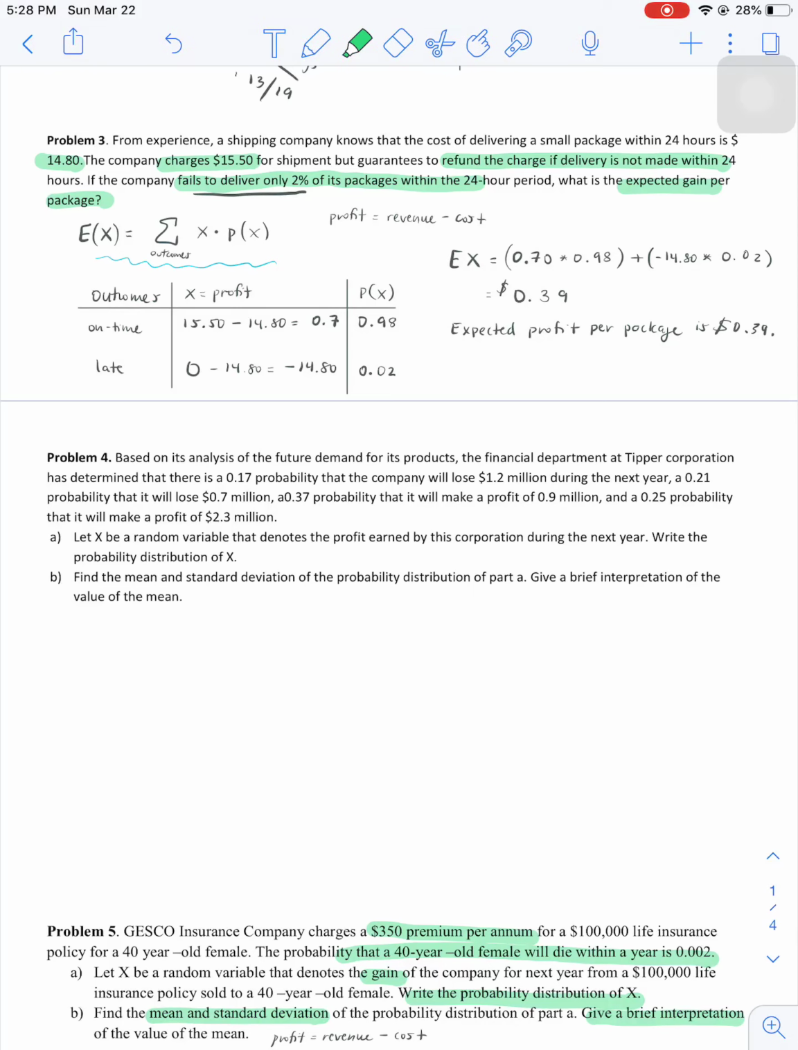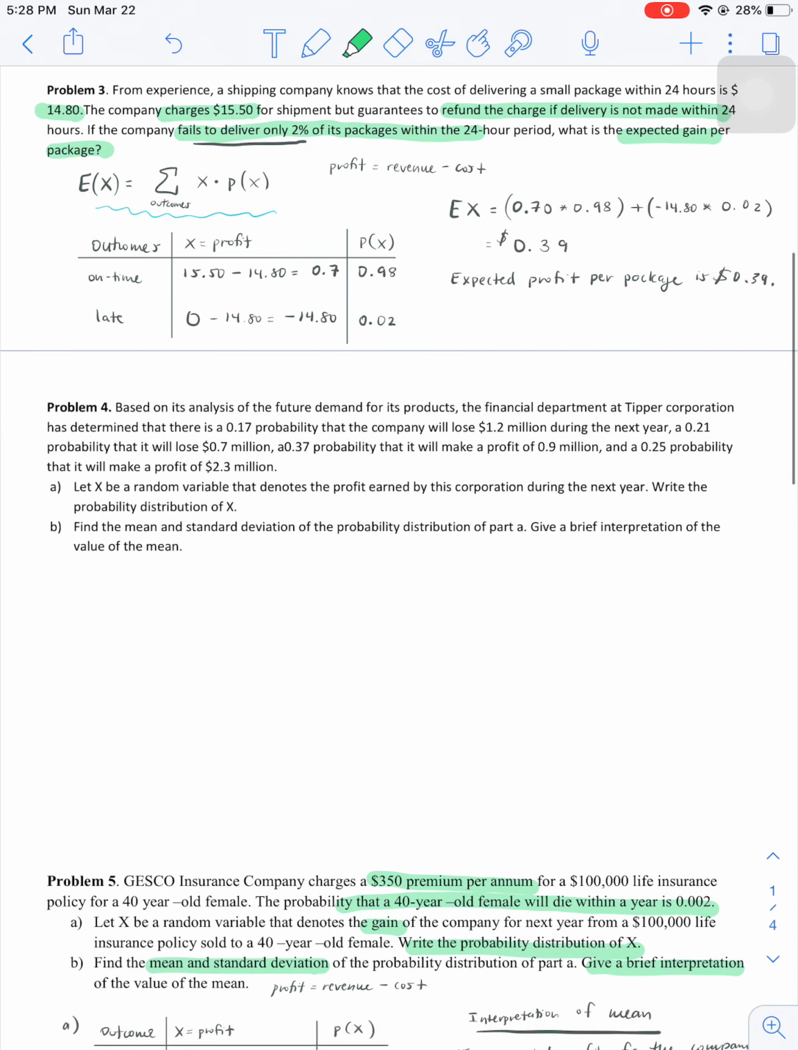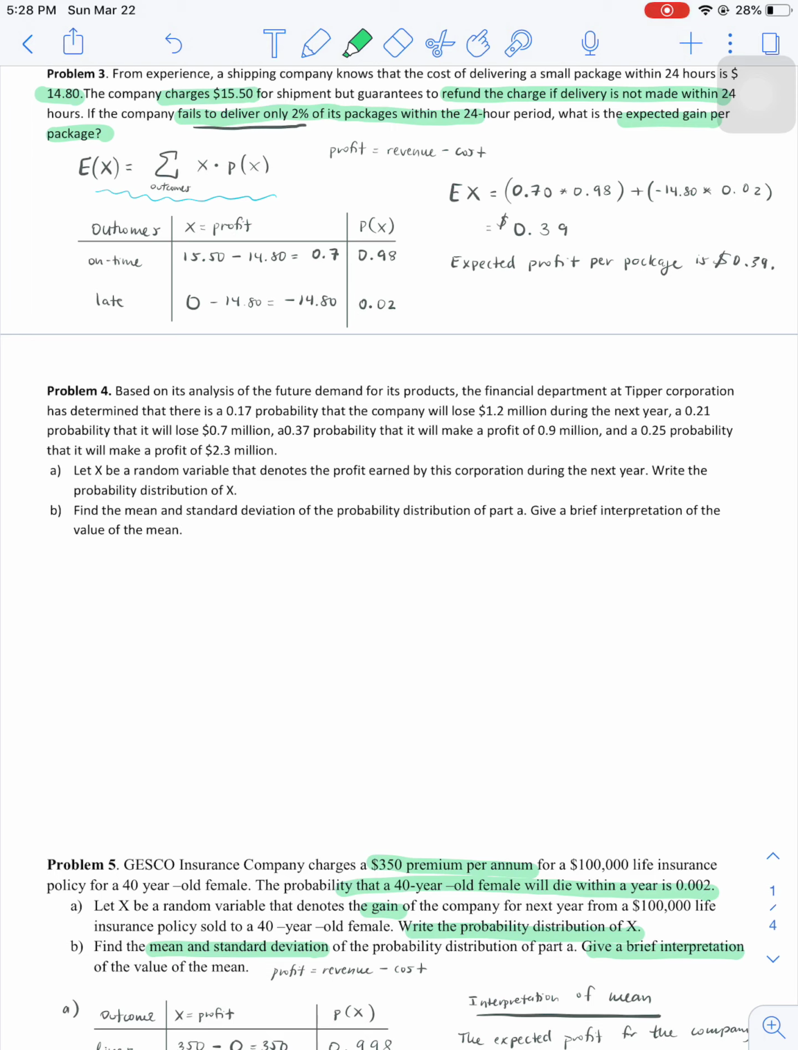Question 4, we have a company called the Tipper Corporation, and we want to find the expected value, standard deviation, and the probability distribution of this random variable X. X is the profit earned by that company. So remember, to write the probability distribution, all we need is a table of our variable X, and I'll write a reminder to myself. X is the profit of this company in millions of dollars.